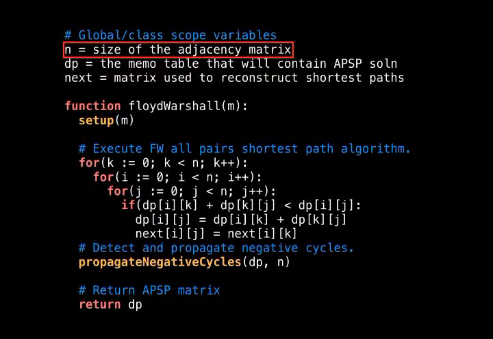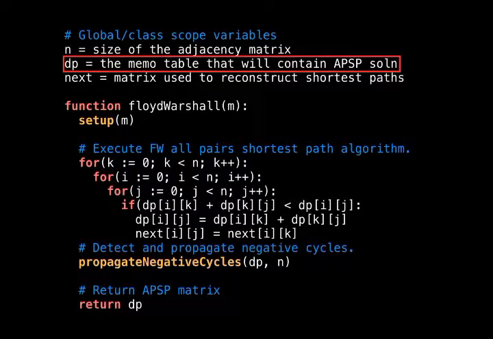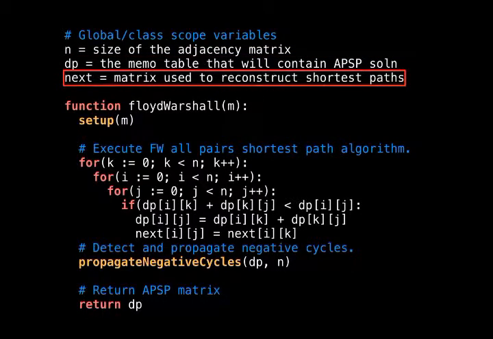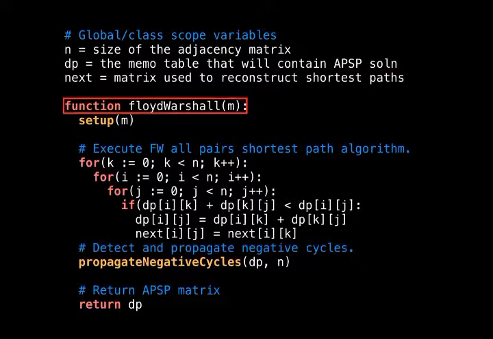The first variable is the number of nodes in our graph. Then is the 2D memo table that will contain our all-pairs shortest path solution. Last is the next 2D table that we will use to reconstruct our shortest paths. Now moving on to the Floyd-Warshall function, you see that it takes one parameter. This is the 2D adjacency matrix representing our graph. The first thing I do in the method is call the setup function.